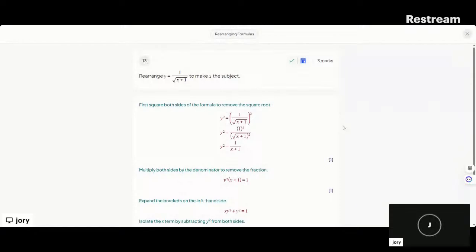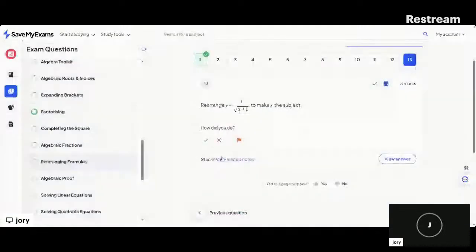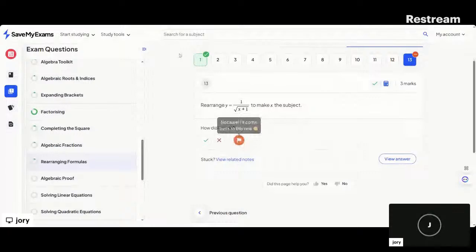Why is what I did incorrect? Okay, I don't understand this. Screenshot it and send it to my teacher. Yeah, I screenshotted it, and pasted it and it's sent.